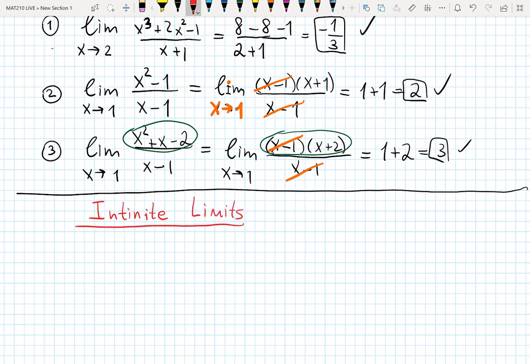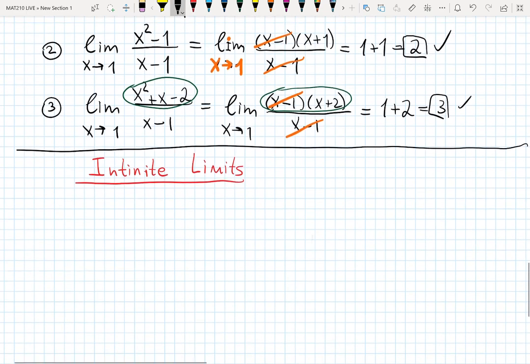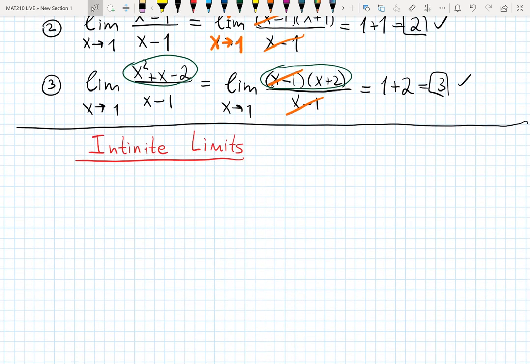Infinite limits. Did you like this topic? I don't know, my students usually like it because working with infinities is fun. And this is how I'm going to quickly introduce this idea, to review it again.